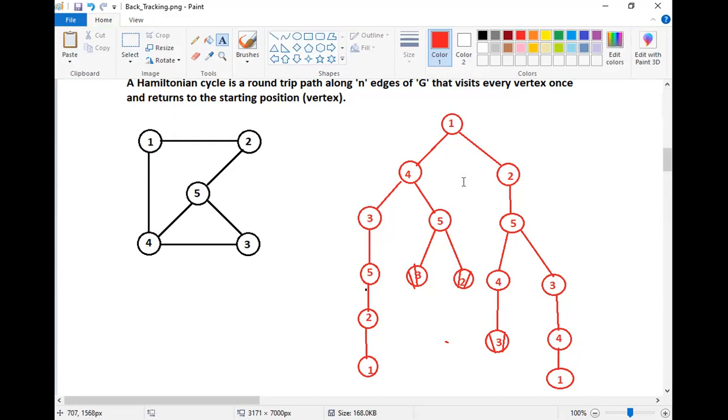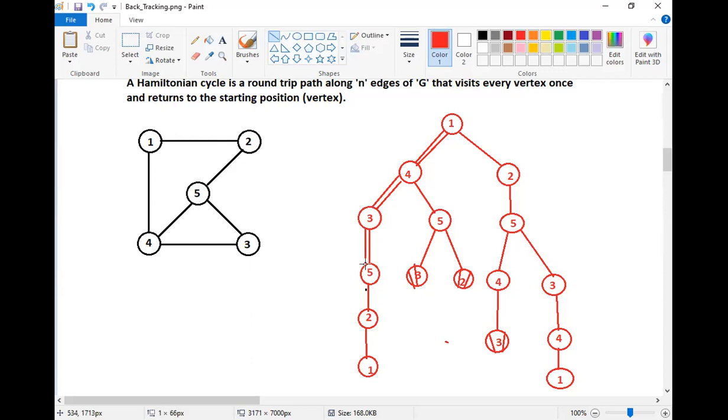2. Is there any relation between those two? Can you find some relation between those two? Reverse path. This was the first one, right? 1, 4, 3, 5, 2, 1. If you reverse it, that is 1, 2, 5, 3, 4, 1. That means if a Hamiltonian cycle exists, then the count is an even number. If there is one Hamiltonian cycle, then we can make one more from that in the reverse direction.